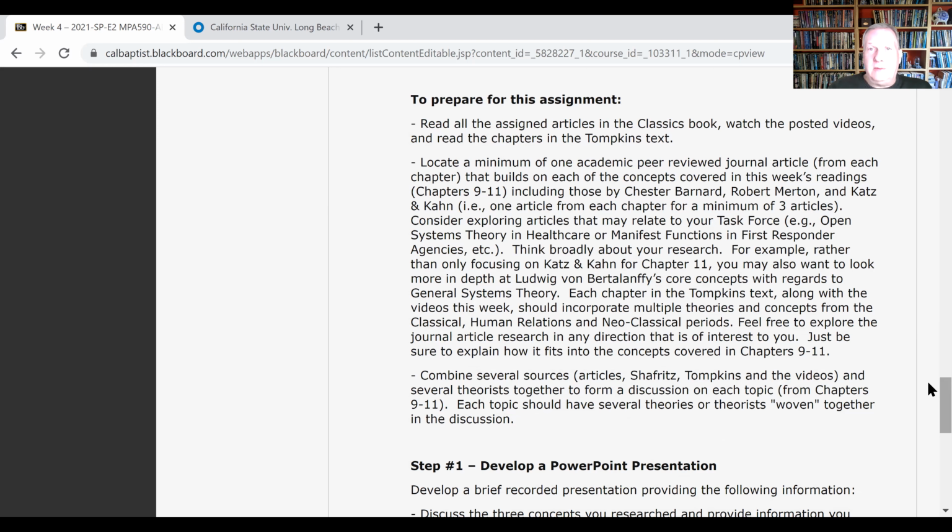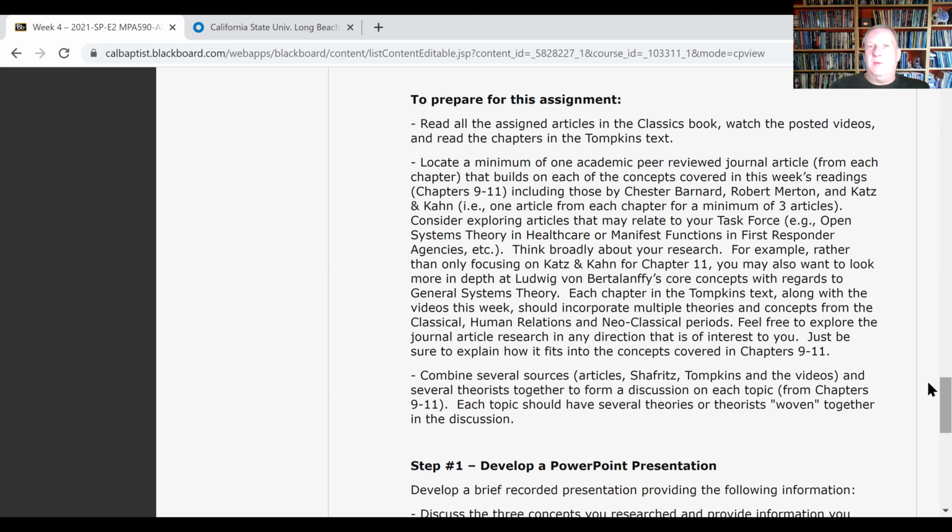Combine several sources, those 3 articles that you have selected, the articles out of Shafritz, the chapters from the Tompkins textbook, and the videos made available to you, and the several theorists together to form a discussion on each topic. Each topic should have several theories or theorists woven together in the discussion. So you'll be talking about natural systems theory, middle range theories, and open systems theory, and how those will contribute to the task force that you are planning on creating.